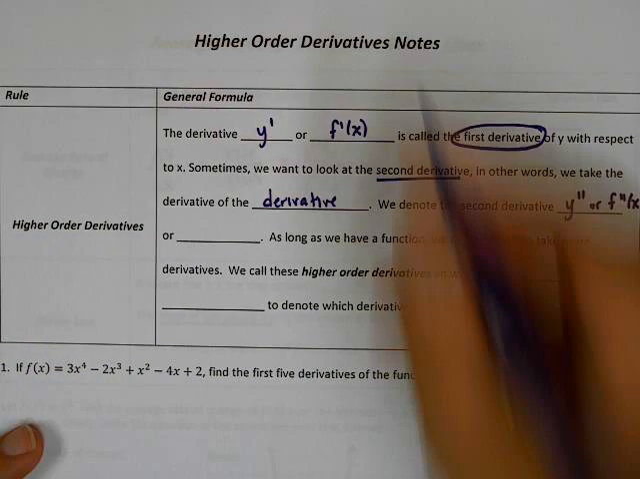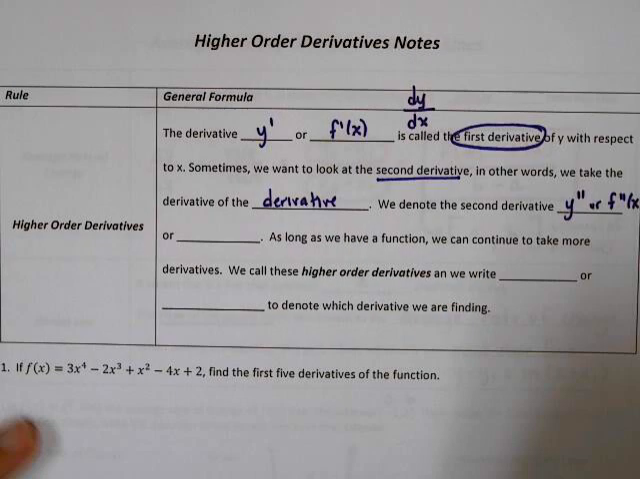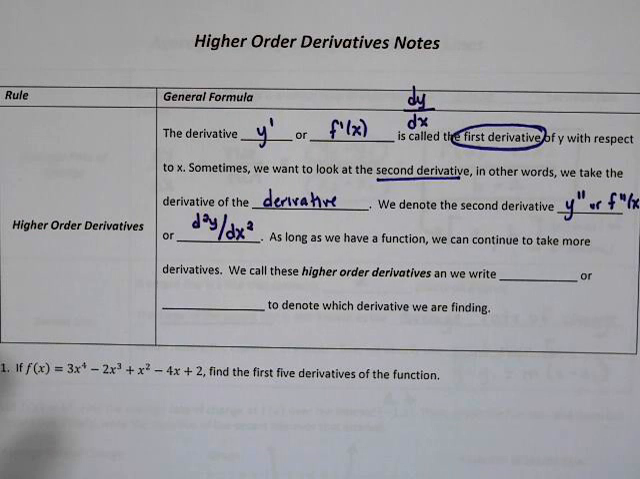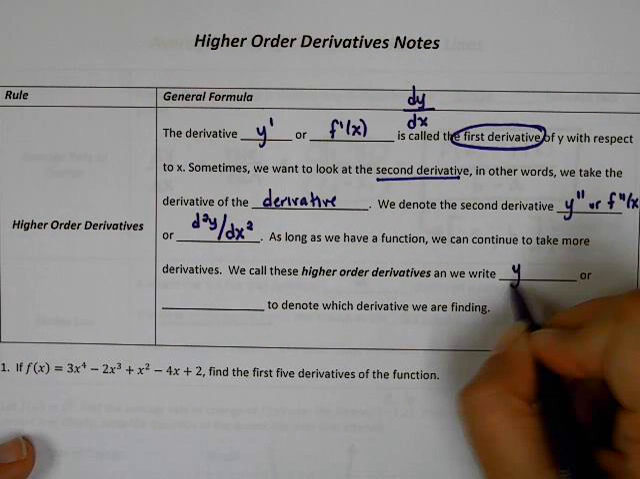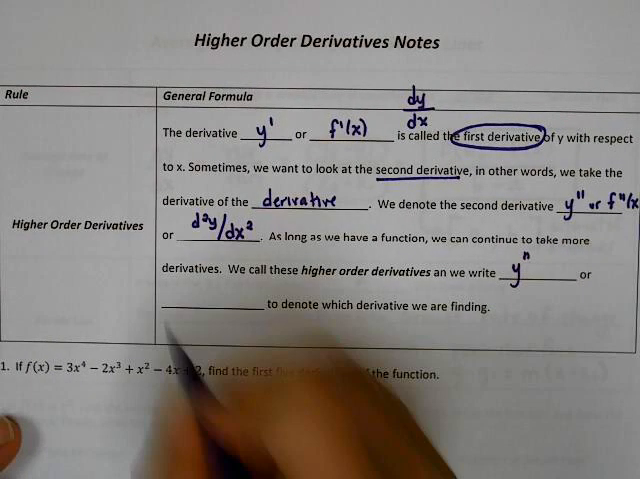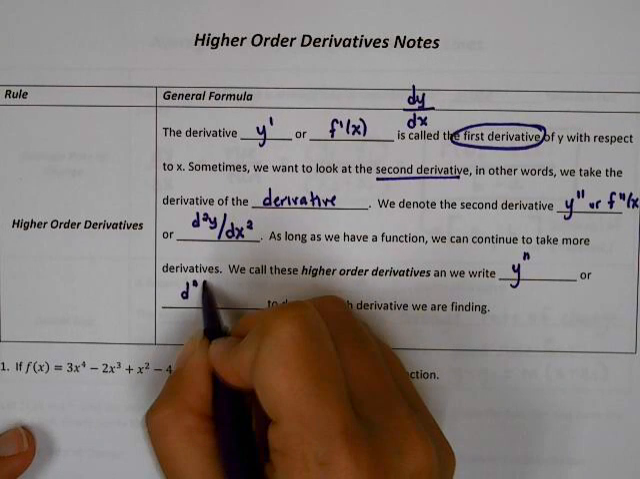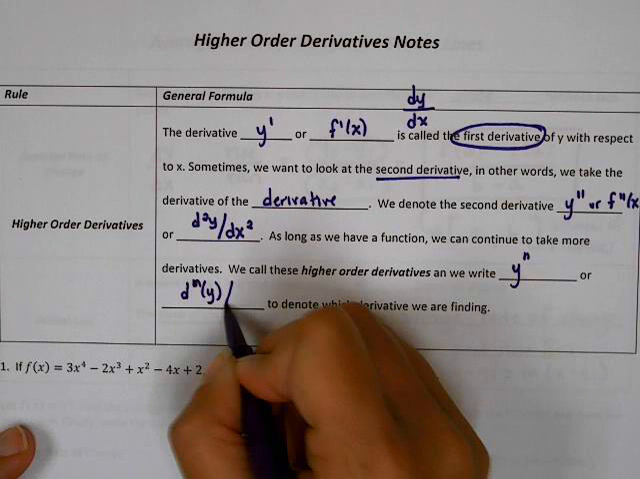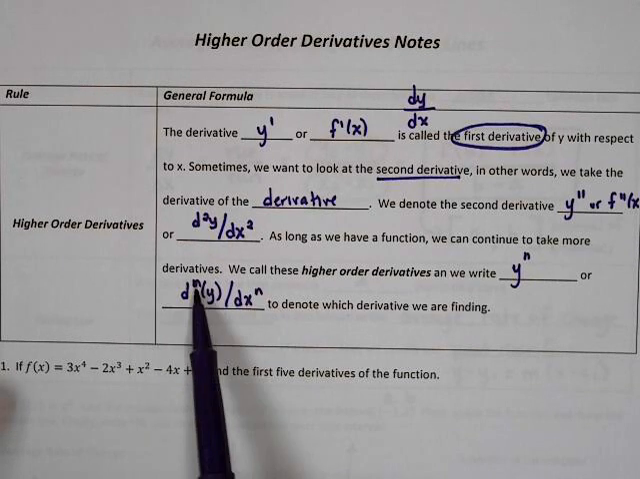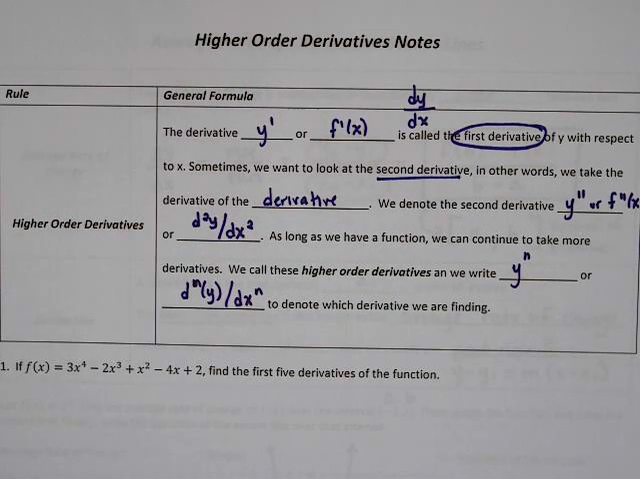Or if you're using, remember the notation that looks like this, dy over dx, you would write d squared y over dx squared. As long as you have a function, you can continue to take more derivatives, and we call these higher order derivatives. When you want to denote this, you write either y with a little number there for whatever level of derivative you're taking, or you write d with a little number there, y, over dx with a little number there, to denote which derivative we're finding. So for example, if that little number is a 4, you're finding the fourth derivative. This is really just about notation. There's nothing really complicated going on here.